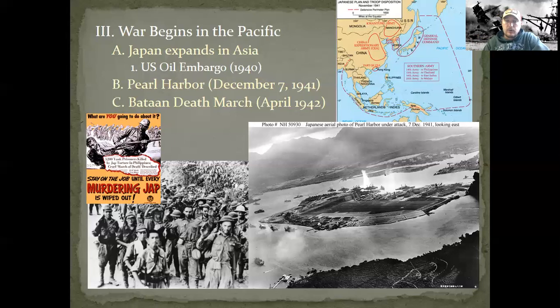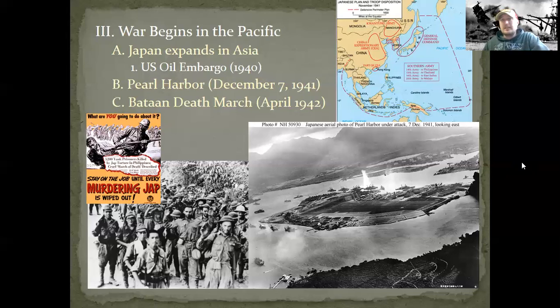If you look at the photograph in the bottom right, this is actually a photograph from a Japanese aircraft during the attack. You can see here what's called Battleship Row, and you can see that a couple of these dive bombers have actually launched their torpedoes and are attacking these battleships. Those battleships were the main target. That is what they were going after.